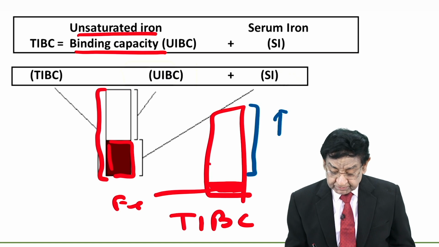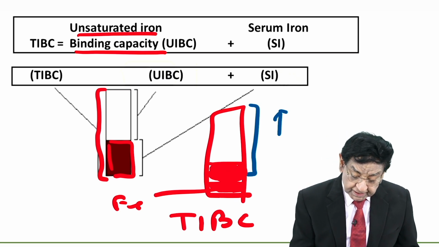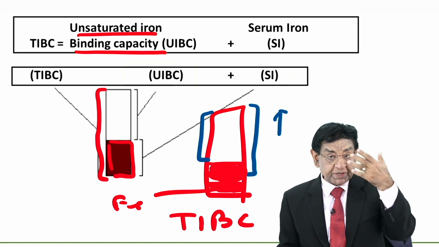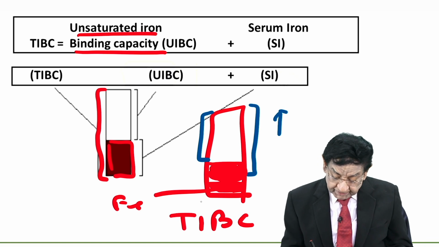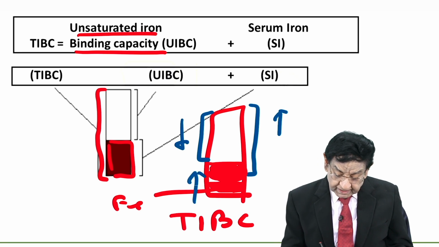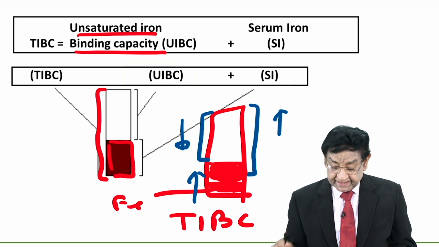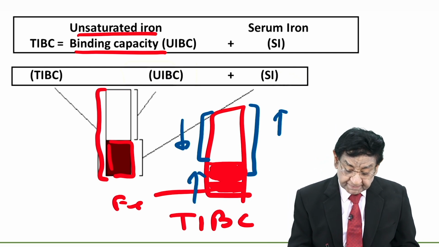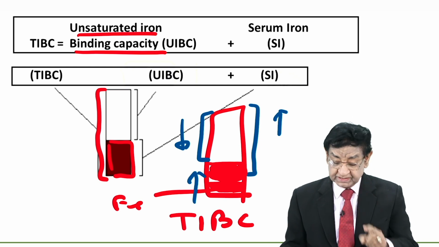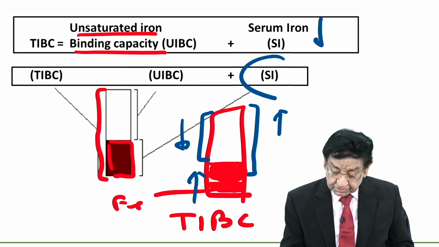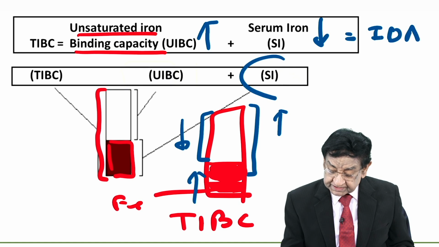We get more iron. Now the iron is like this. Now the iron binding capacity is how much? This. Now the iron binding capacity is reduced. As the iron level increases, the iron binding capacity will be reduced. Okay. So in iron deficiency anemia, iron binding capacity is increased. Serum iron is reduced and iron binding capacity is increased in iron deficiency anemia.